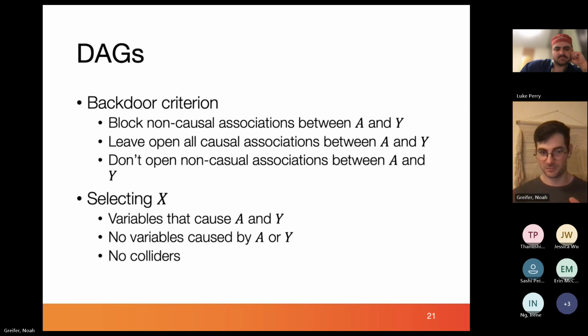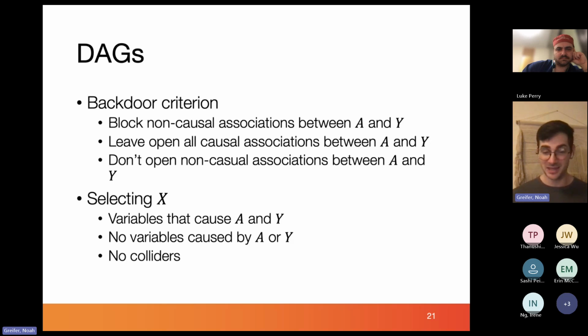So with these rules, we can select this mysterious X that allows us to satisfy the assumption of no unmeasured confounding and thereby estimate the causal effect of our treatment just from our observed data, even though the average causal effect is defined in terms of variables that are fundamentally unobservable, the potential outcomes.